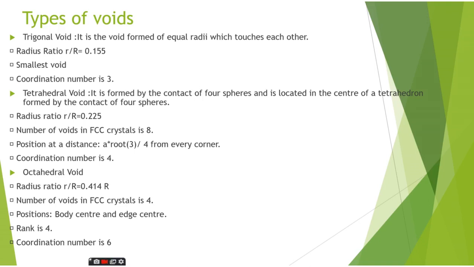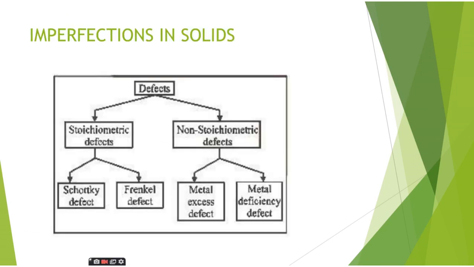Then octahedral void. Its radius ratio is 0.414 r. The number of voids in an FCC crystal is 4. Positions: body center and edge center. Its rank is 4, that is Z, which we have seen in the formula of density. Then the coordination number is 6.